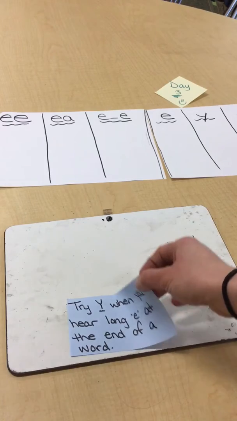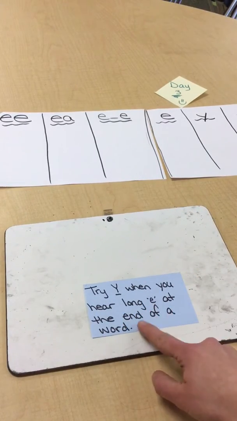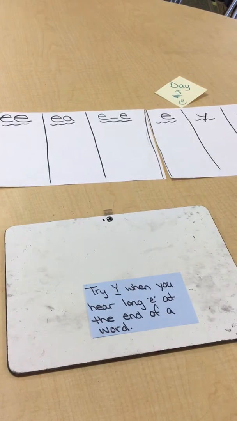The first rule I want to talk to you about is to try a Y when you hear a long E at the end of a word. So let's say I have the word candy. Candy. I hear that long E at the end of a word, so I'm going to try spelling it with a Y.